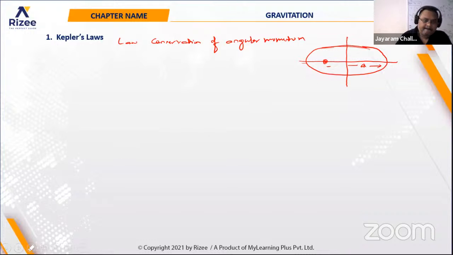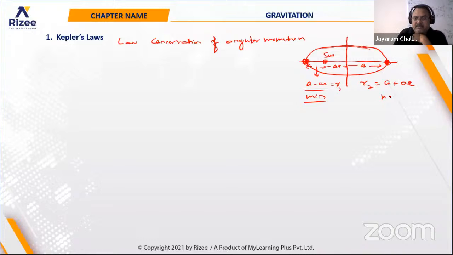AE, where e is called the eccentricity. Mathematically, you might be knowing that one. So this distance can be written as A minus AE. If I take this distance as R1 from the sun to the planet which is present over here, this will be the minimum distance, and this will be the maximum distance, that is R2 is equal to A plus AE. So this is your minimum, and this will be your maximum distance. This is called the perigee, and this is called the apogee.